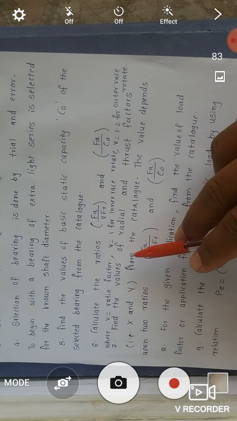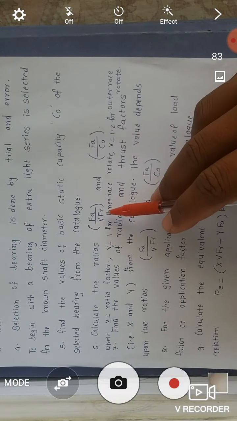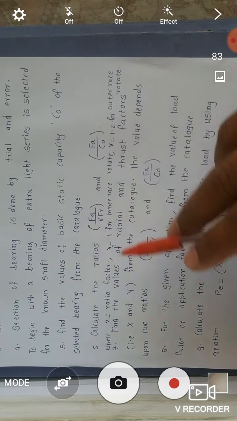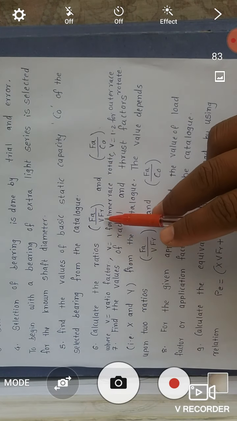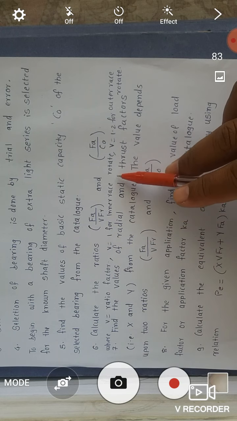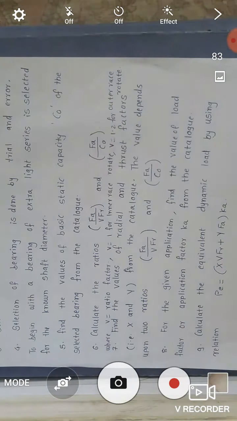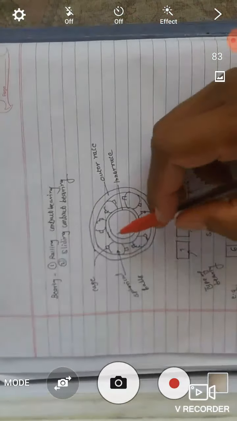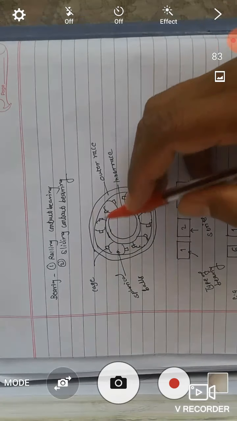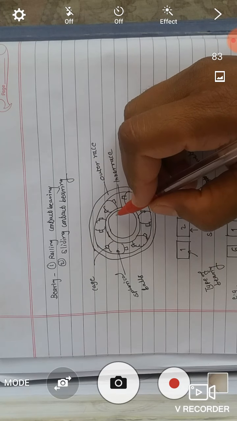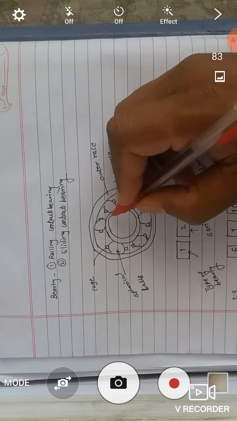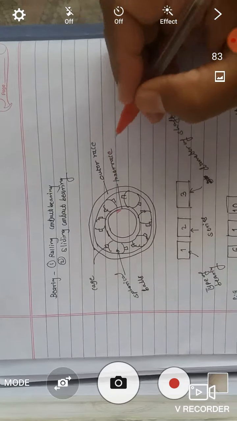Then sixth step is calculate the ratios, that is FA upon V into FR and FA upon C0, where V is the ratio factor and this V value becomes 1 for inner race rotating and 1.2 for outer race rotating. We already see here in this first diagram, this is the inner race and this is the outer race. So when this inner race is rotating, generally the inner race is rotating in this type of application.